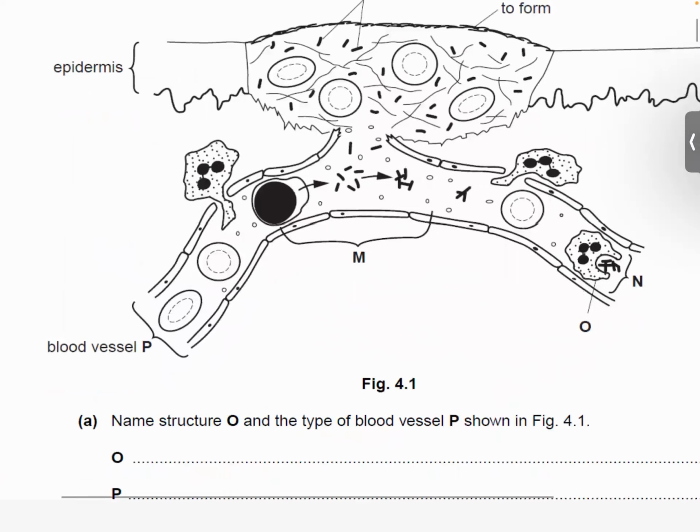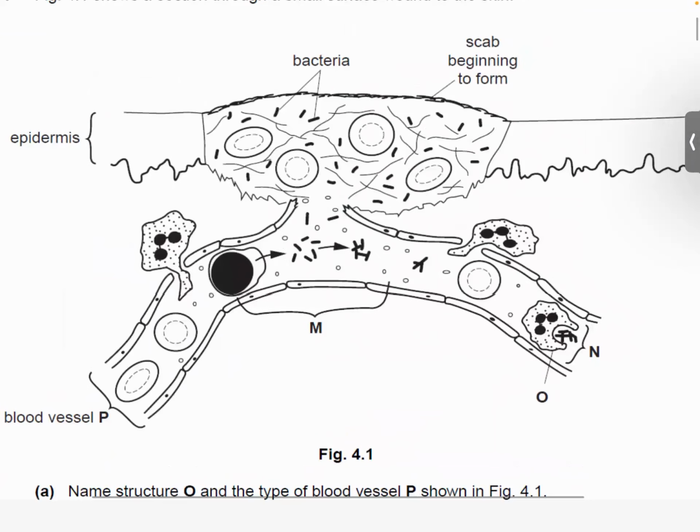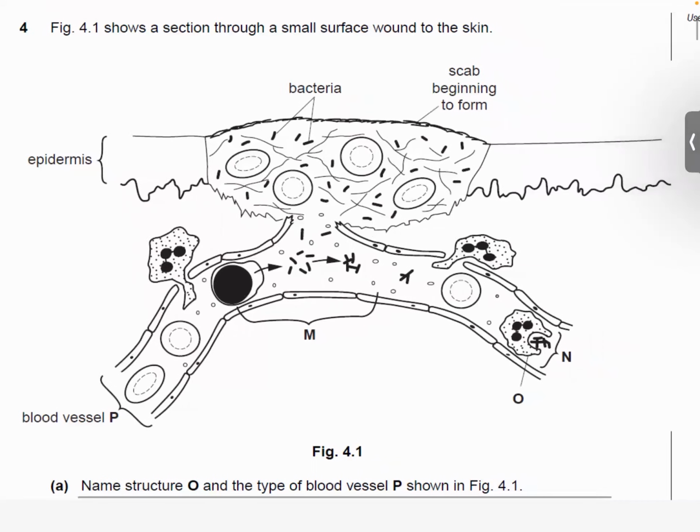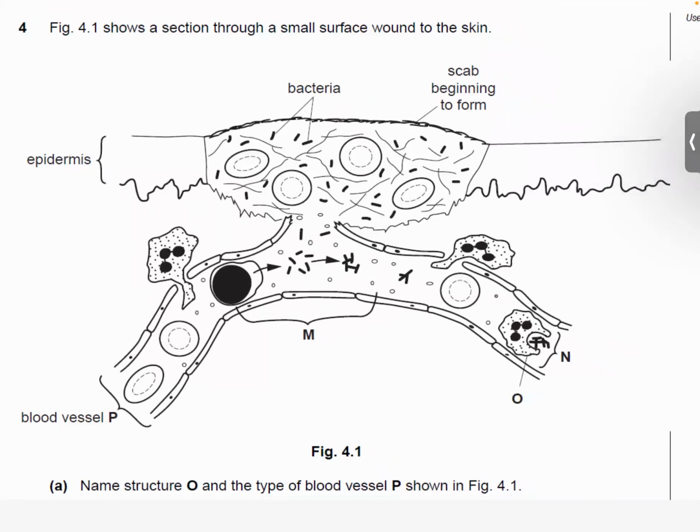Type of the blood vessel P. What do you think this blood vessel is? Is this an artery? Is it a capillary? Or is it a vein? Blood vessel P. Miss, it's a capillary. Why did you say it's a capillary? Miss, because even in the book I saw a similar structure, and that is a capillary. Okay, it's fine, you're giving me rational evidence. It's perfectly all right.